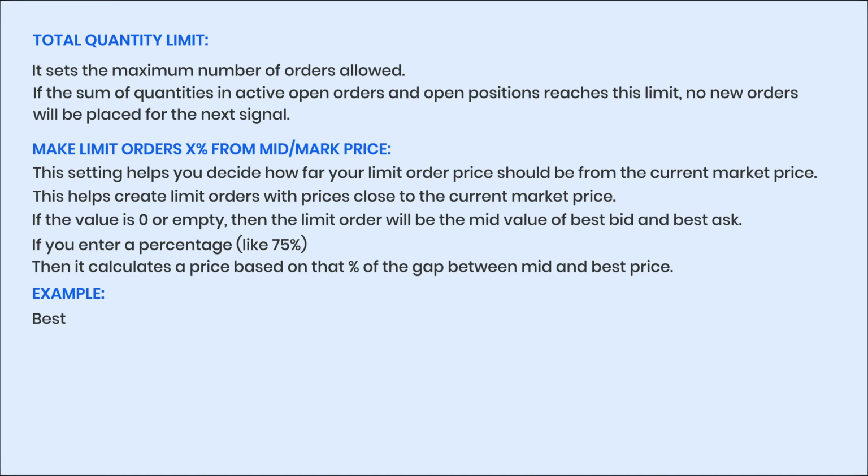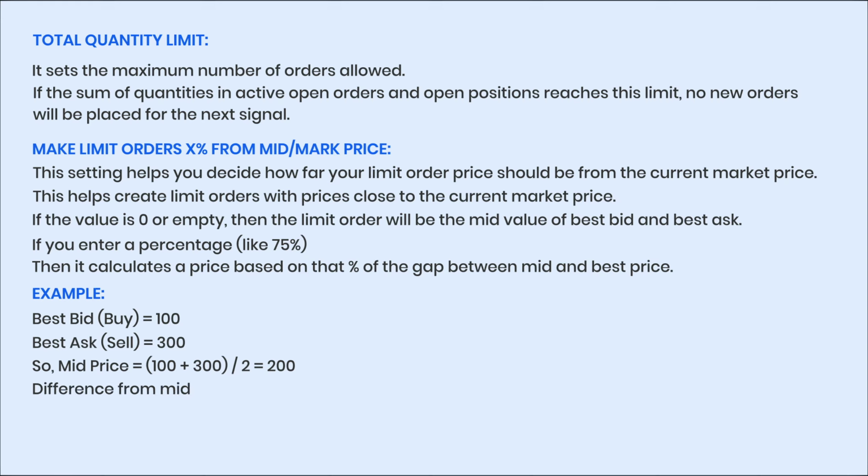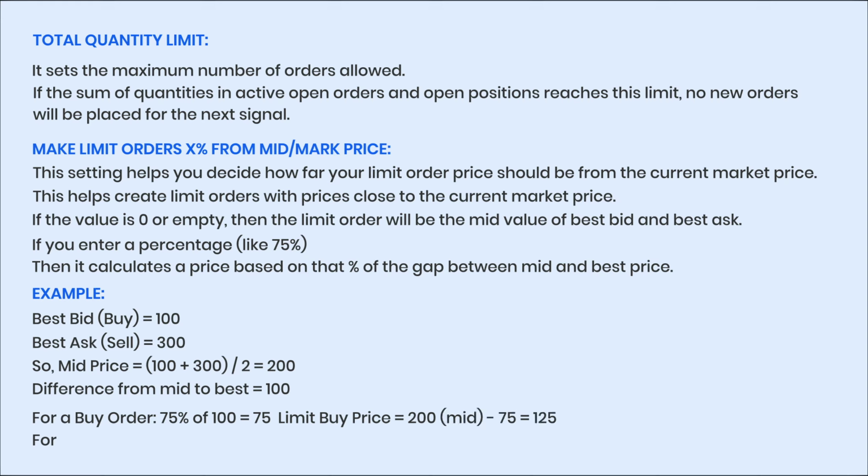Example. If best bid is at 100. If best ask is at 300. Mid price will be around 200. So the difference from mid to best will be 100. For a buy order, 75% of 100 is equal to 75. For buy order, limit price will be placed at 125. For a sell order, 75% of 100 is equal to 75. For sell order, limit price will be placed at 275.